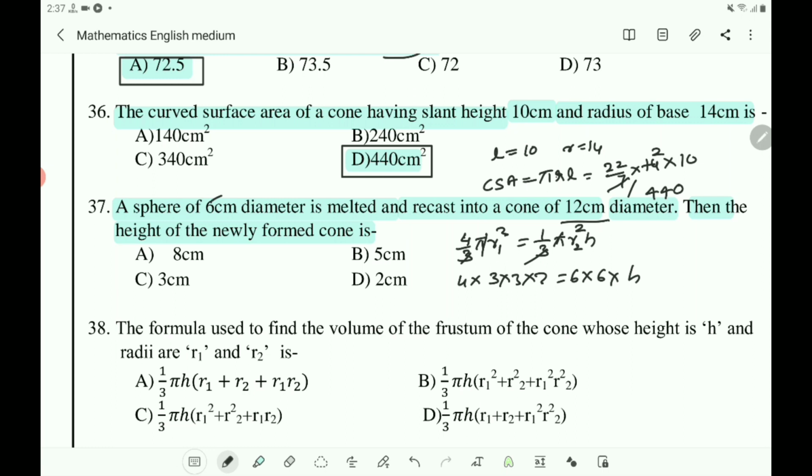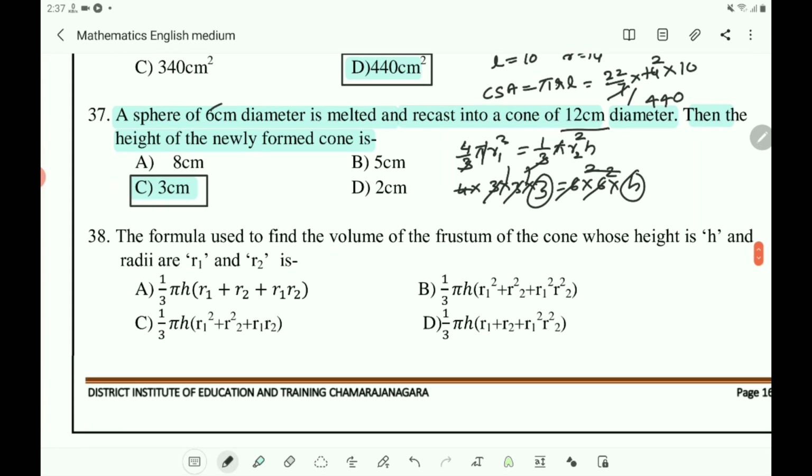Then you can have 3 ones are 3, 3 twos are 6, 2 twos are 4, and 4 cancels. So what did you get here? h equals 3, h equals 3 centimeter. Option C is the answer. h equals 3 centimeter. Note down the answer. Then you take the next question.